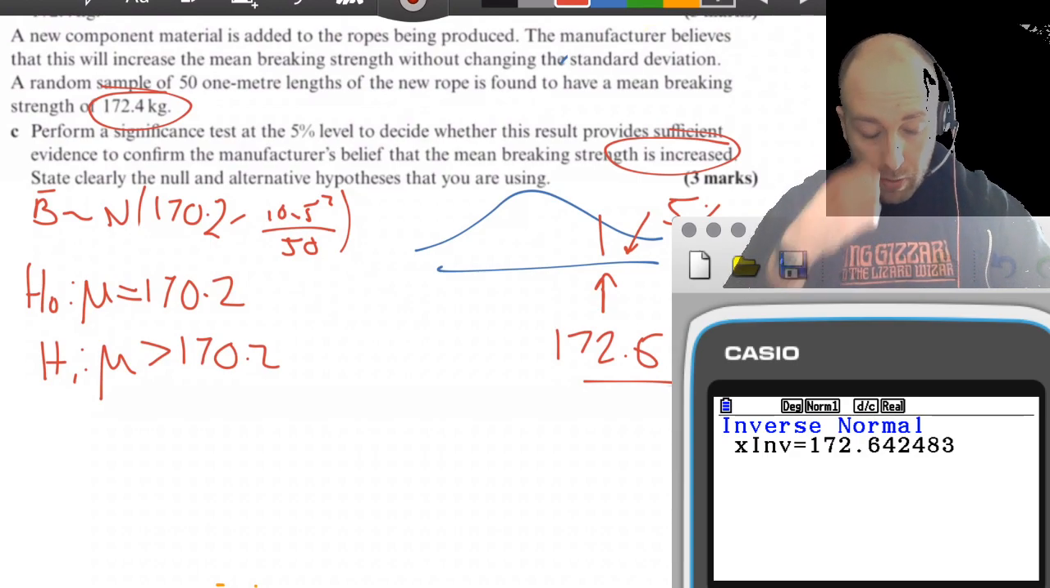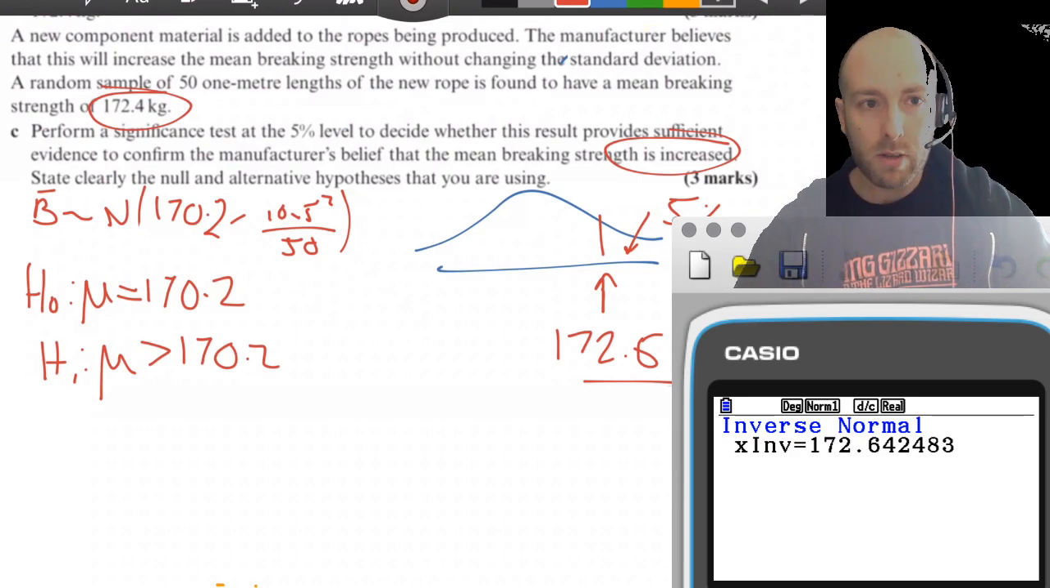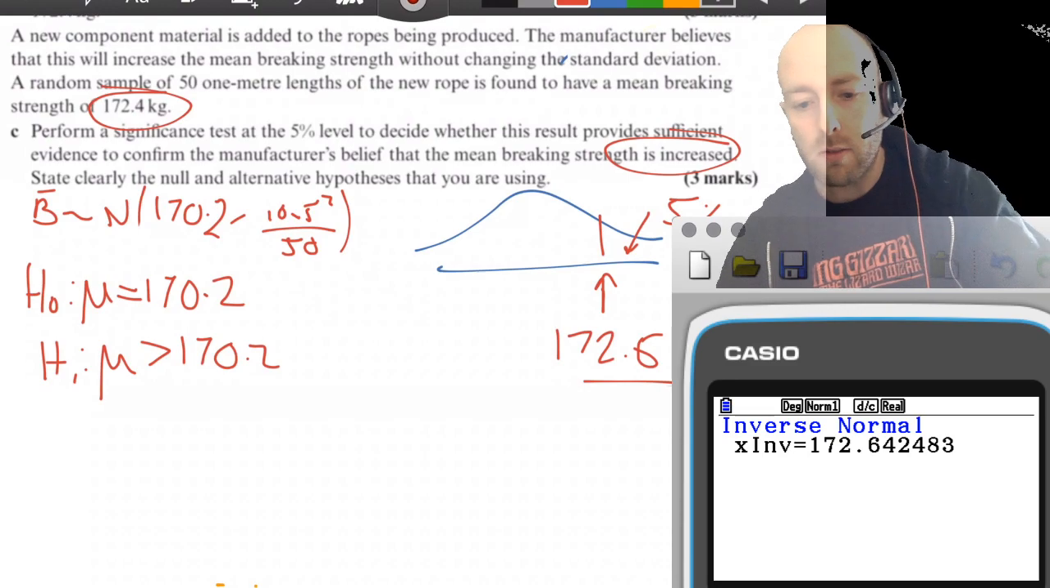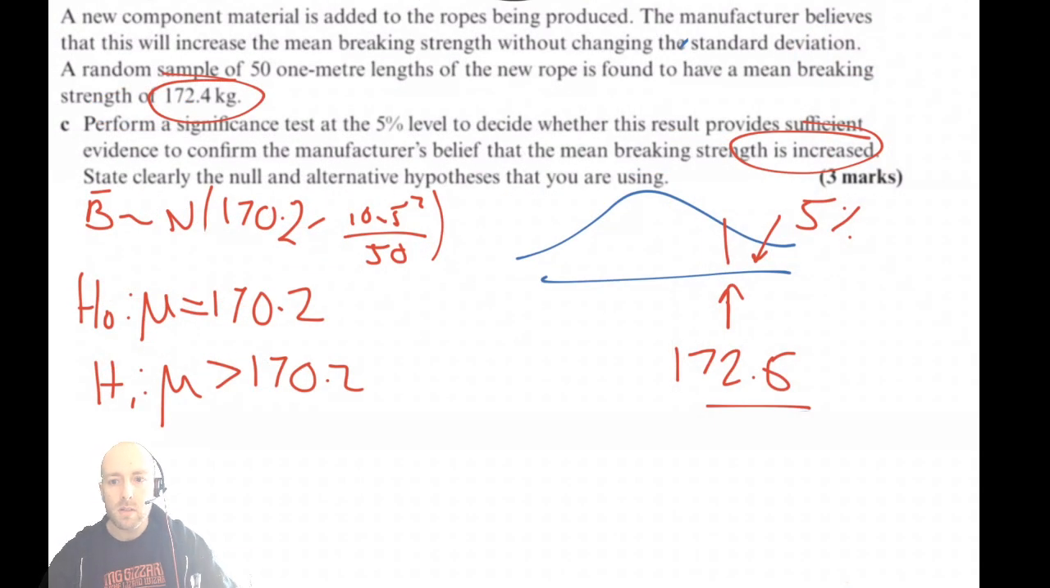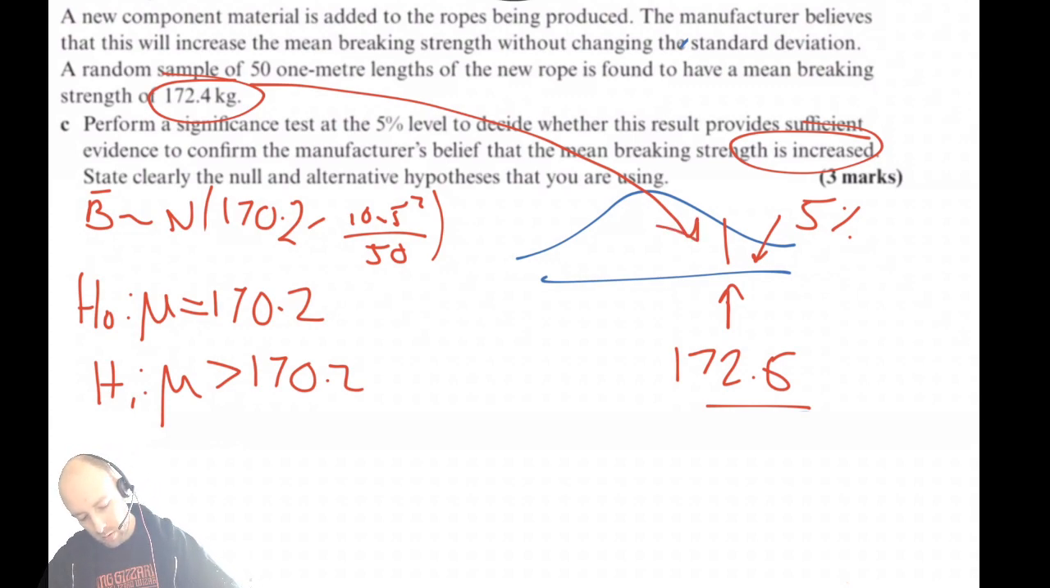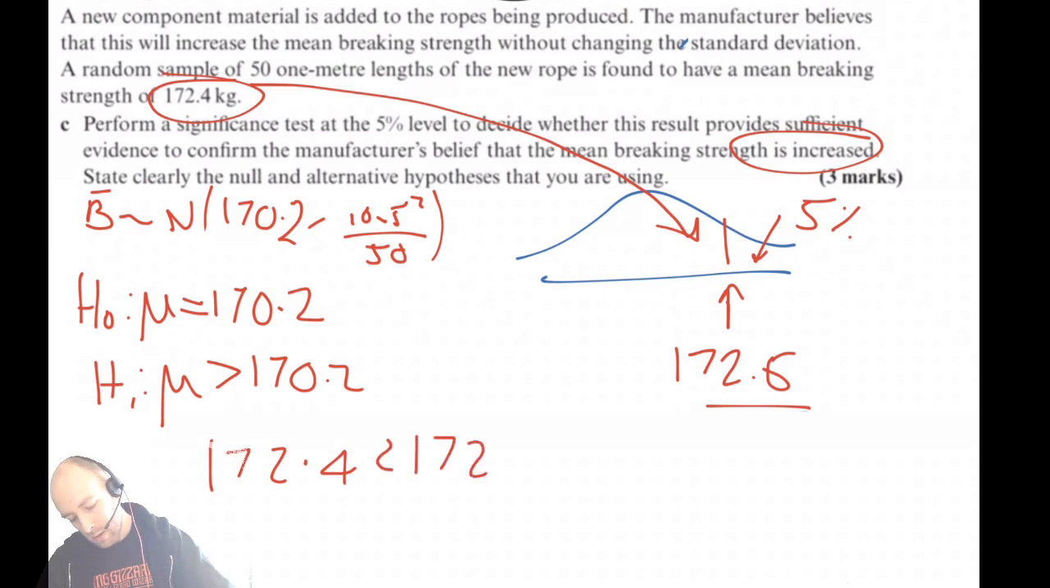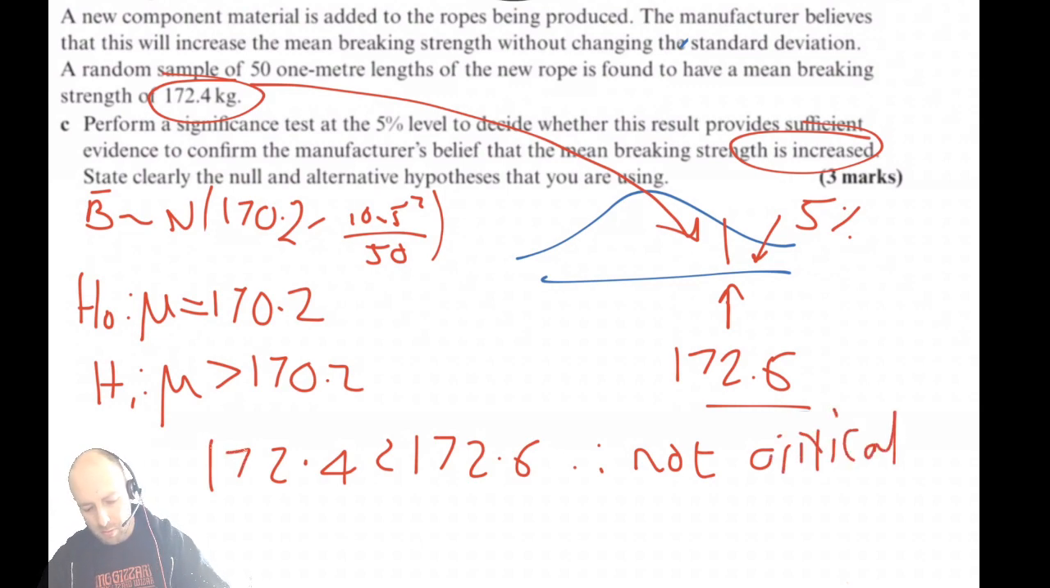Okay, so we're trying to test if our mean breaking strength of 172 is critical. So I get rid of the calculator. So is it critical? Well, it's not. 172.4 is just inside, so it's not critical. Therefore, not critical. We should probably say as well, critical would be greater than that.